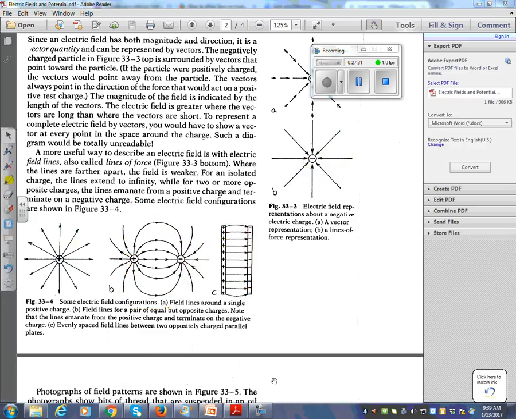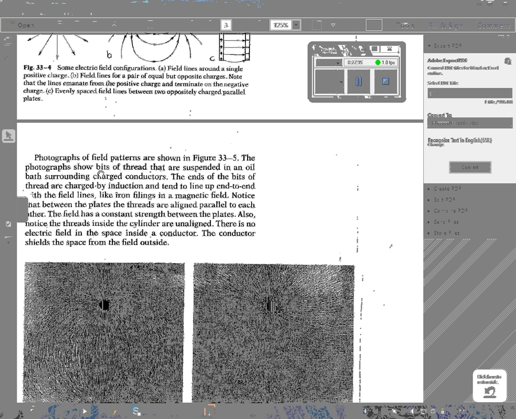Photographs of field patterns are shown in figure 33.5. The photographs show bits of thread that are suspended in an oil bath surrounded by charged conductors. The ends of the bits of thread are charged by induction and tend to line up end to end with the field lines like iron filings in a magnetic field, just like my friend Riley said. Notice that between the plates, the threads are aligned parallel to each other. The field has a constant strength between the plates.